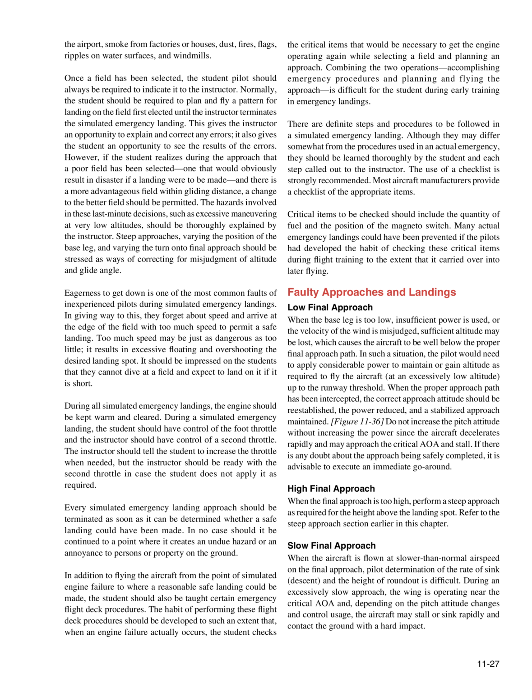High final approach. When the final approach is too high, perform a steep approach as required for the height above the landing spot. Refer to the steep approach section earlier in this chapter. Slow final approach. When the aircraft is flown at slower than normal airspeed on the final approach, pilot determination of the rate of sink, descent, and the height of roundout is difficult. During an excessively slow approach, the wing is operating near the critical AOA and, depending on the pitch attitude changes and control usage, the aircraft may stall or sink rapidly and contact the ground with a hard impact.